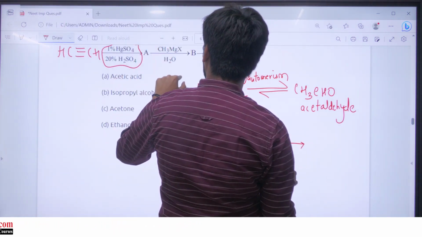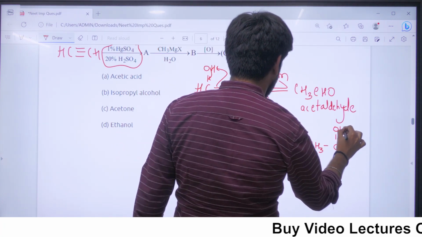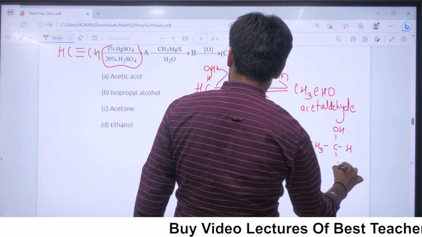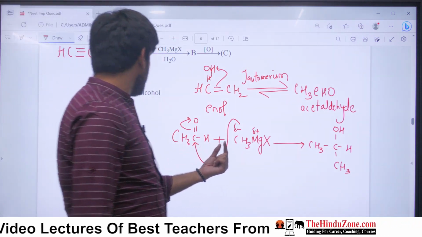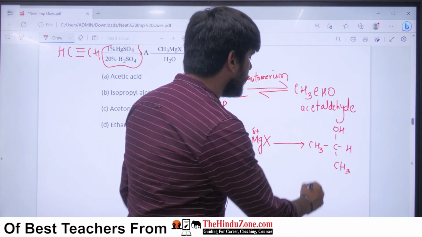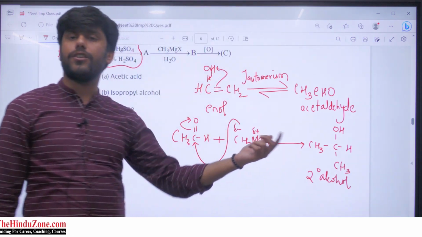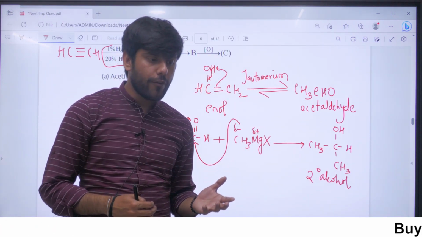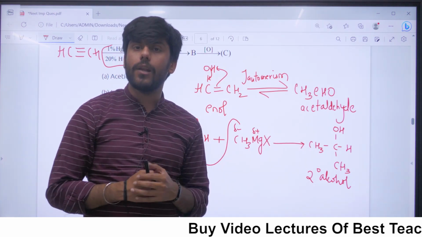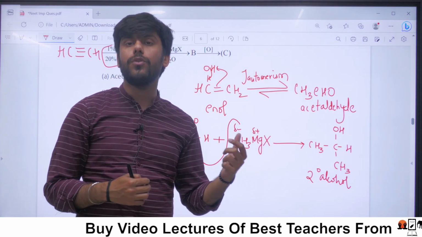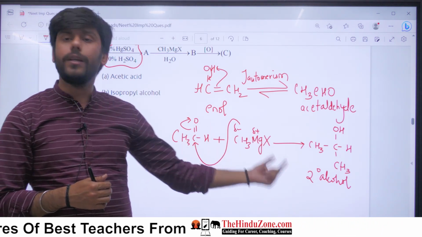This is followed by hydrolysis. So after hydrolysis, I will get this as the product. This is basically your 2 degree alcohol. You know that acetaldehyde on treatment with Grignard reagent gives you a 2 degree alcohol. If it had been formaldehyde, that would have given you the 1 degree alcohol. And in the case of ketones reacting with the Grignard reagent, you end up getting the 3 degree alcohol.